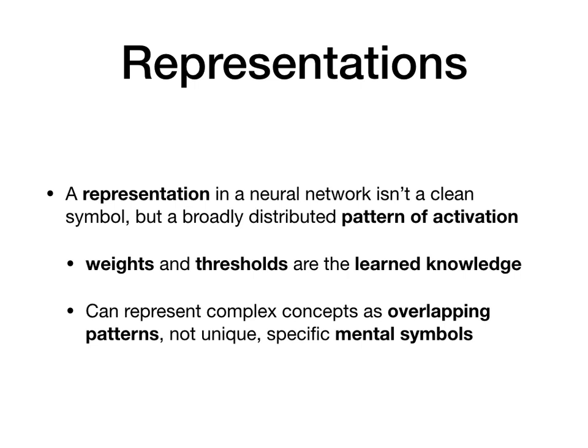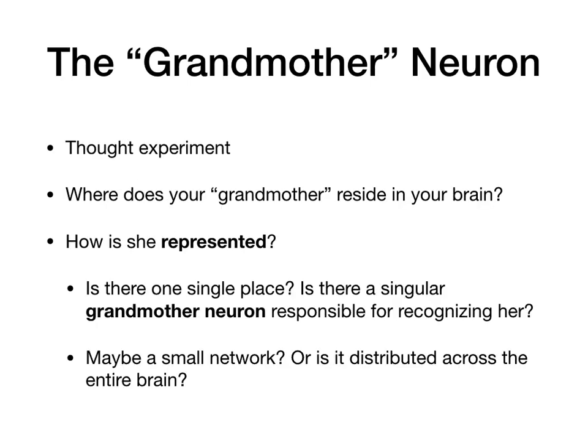So continuing on with grandma, you may have heard of the grandmother neuron. This is an interesting little, once again, a thought experiment to say, where does grandma live inside your brain, right? Where exactly does she live? How is she represented in your brain? Is there a single node? Is there a single grandmother neuron responsible for helping to recognize her? Or is it maybe a small network? Maybe it's distributed across the entire brain.